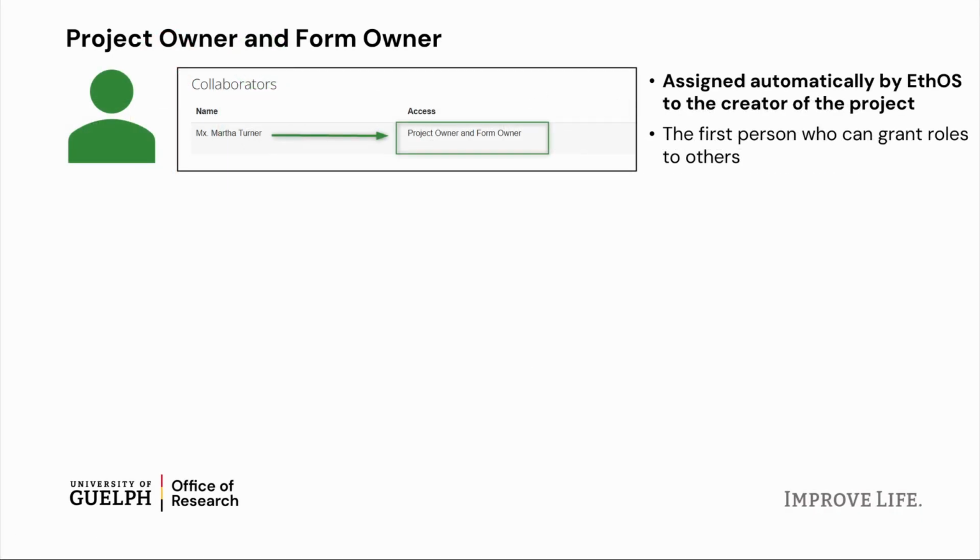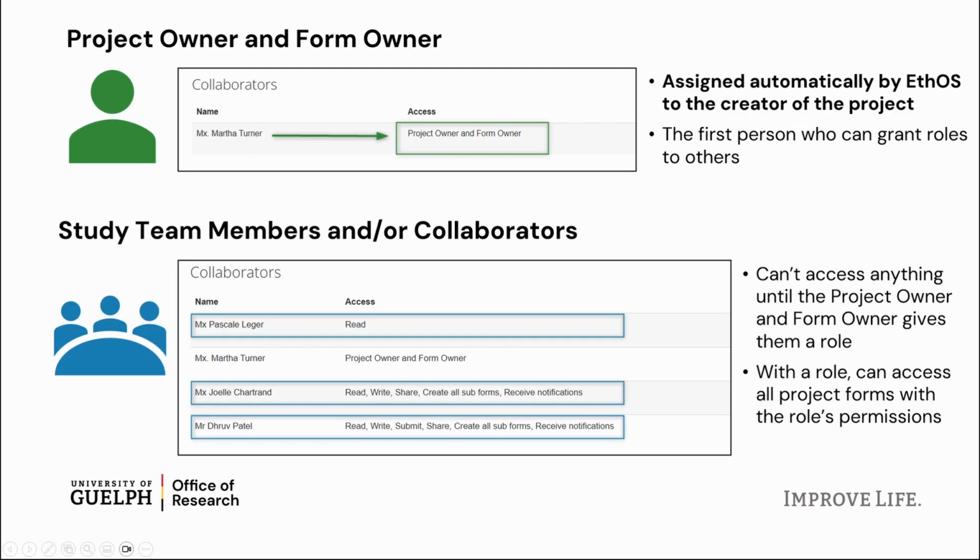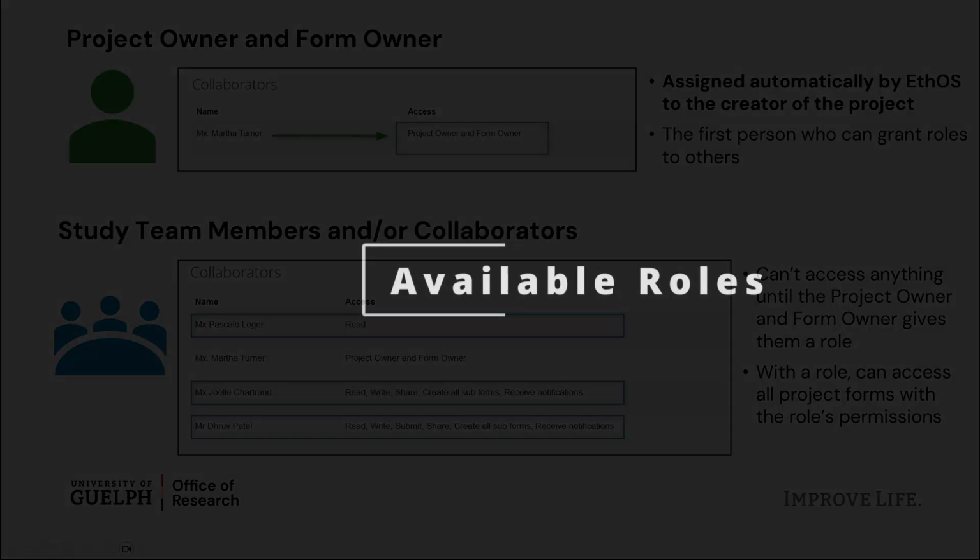Whoever creates the application is considered the form owner and project owner. This is essentially the first and highest role, and until this person gives a role to others, no one else on the study team can access the project. Once you assign a role, however, that person can access the main REB application and all existing and future versions or subforms for the project according to that role's permissions.